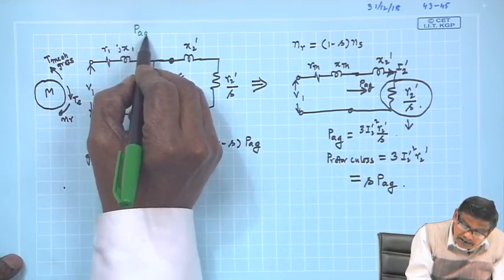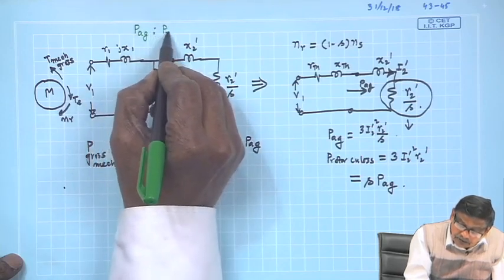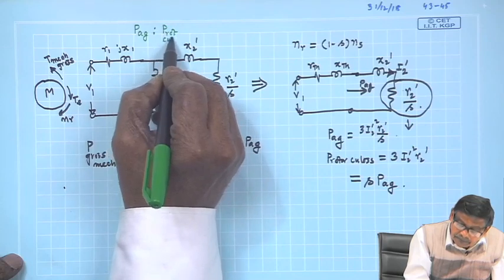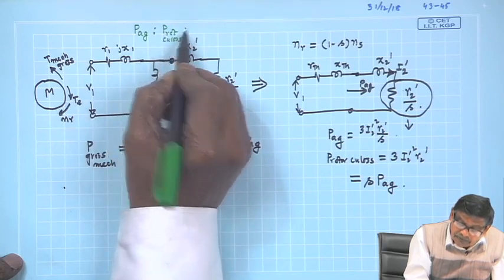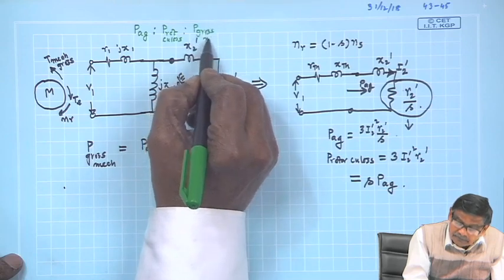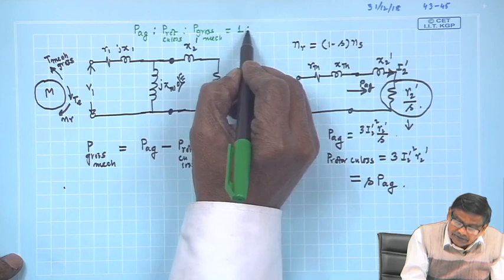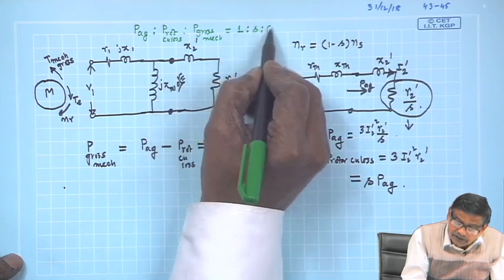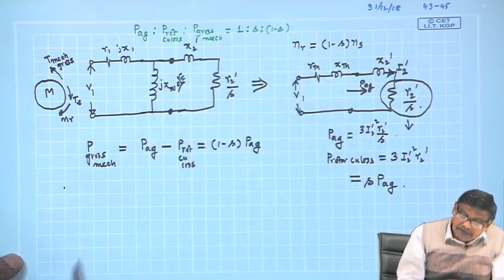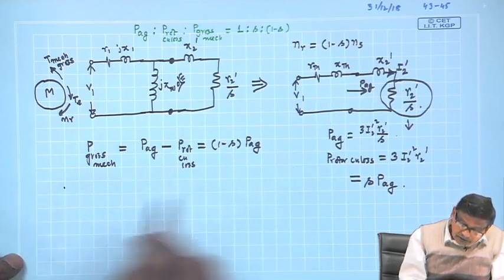that is PAG is to P rotor copper loss is to P gross mechanical is in the ratio 1 is to S is to 1 minus S, that we have found out. So, this is the thing, P gross mechanical.